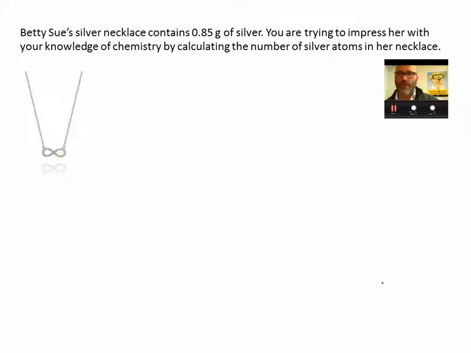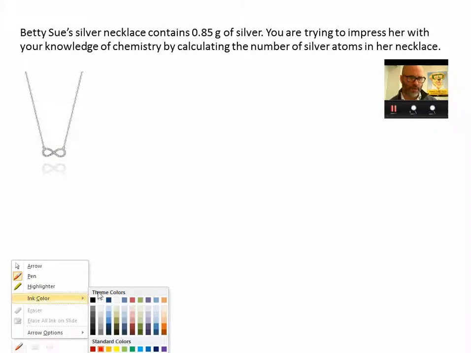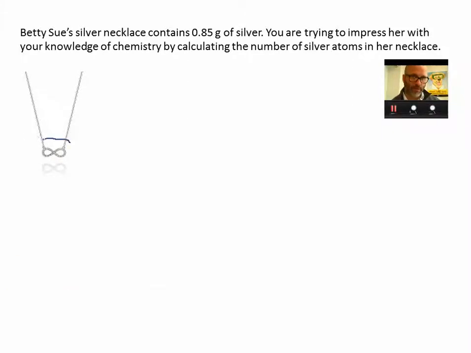So you are trying to impress her with your knowledge of chemistry, because every woman would be impressed by a good knowledge of chemistry. Every man should be impressed by that too. And you're trying to impress her by calculating the number of silver atoms that are in her necklace. So here's her silver necklace over here. It's a nice looking necklace, right? I'm going to change ink colors here. I kind of like the blue. And, you know, a really strange thing. Look at this. Betty Sue has a little infinity symbol down there because she really likes math. So she likes math, you like chemistry. Sounds like a great relationship.